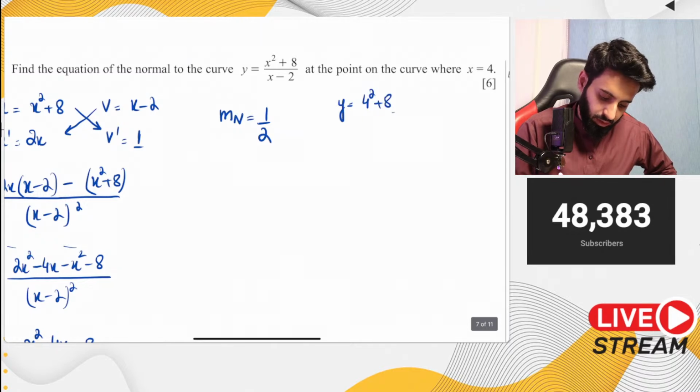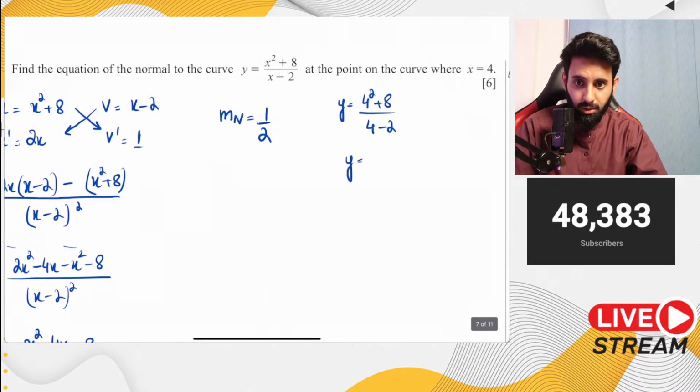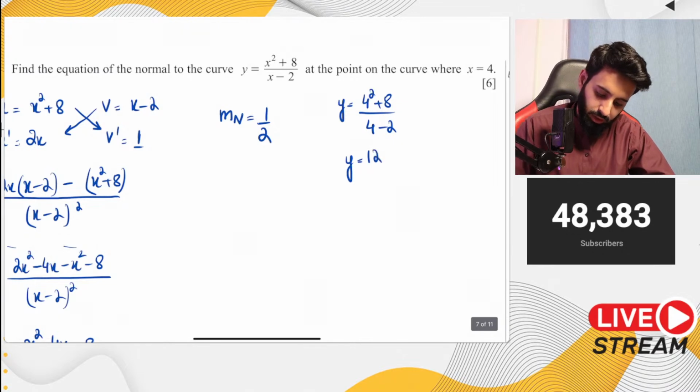And like I said, it's best that you learn how to do this so you can check your answer and feel good about your work. So 4 squared plus 8 over 4 minus 2, so we're looking at 12. That means not only do we have the gradient, but we also have the point where we need to form an equation. So the gradient is half, the coordinates are 4 comma 12.